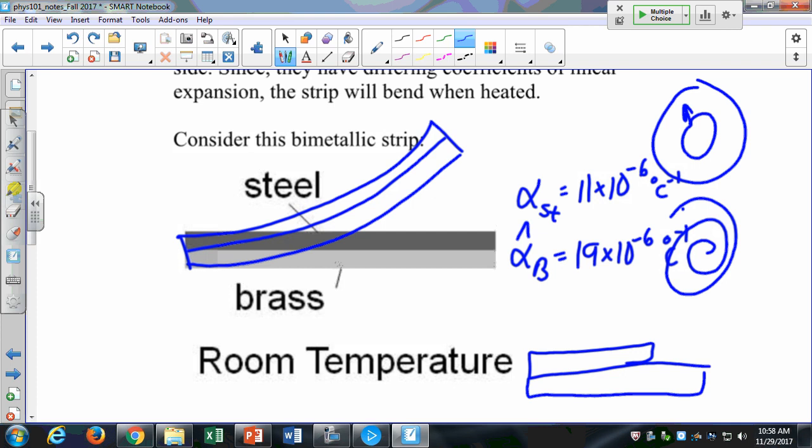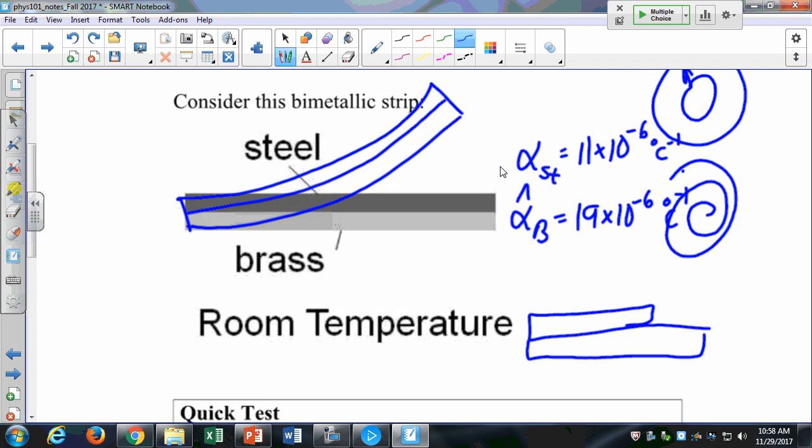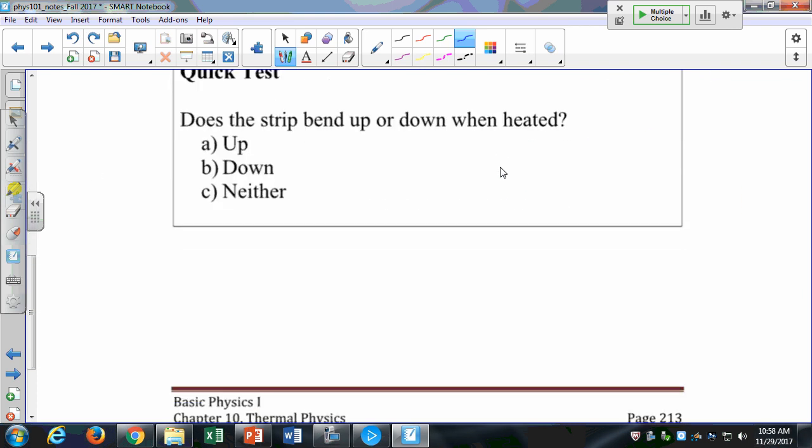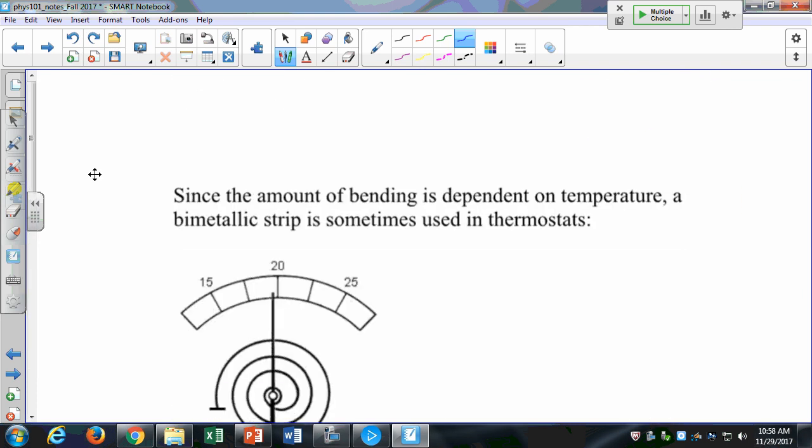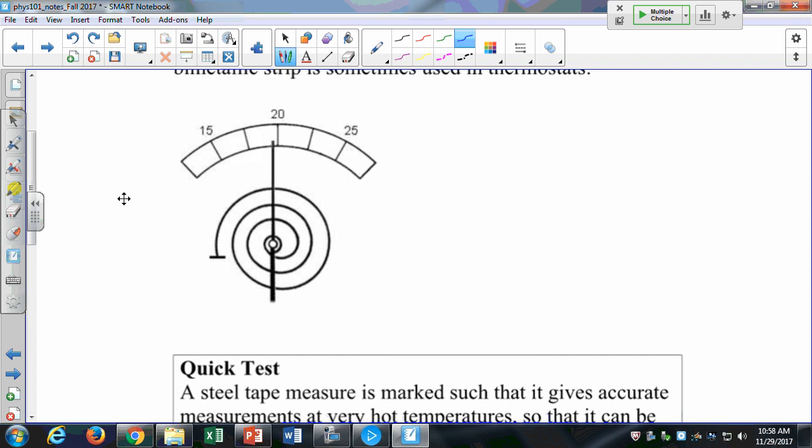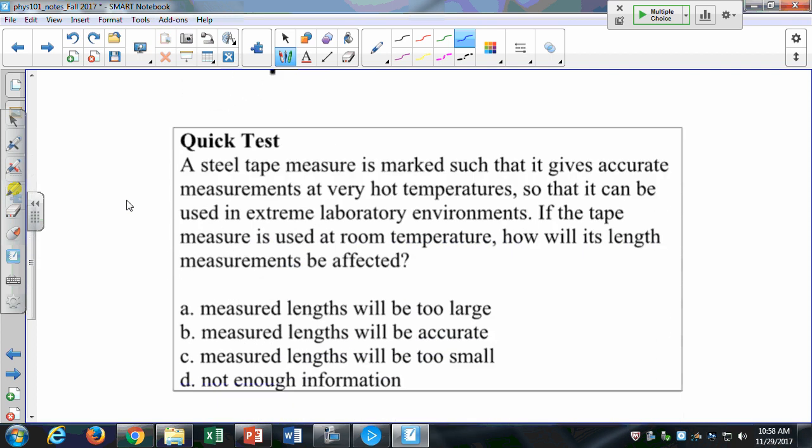Most of us don't have those types of thermostats anymore. You probably don't see those very much at all. All right. Yeah, there's the thermostat. Let's try this quick test, and we'll see one similar to this in the concept test soon.